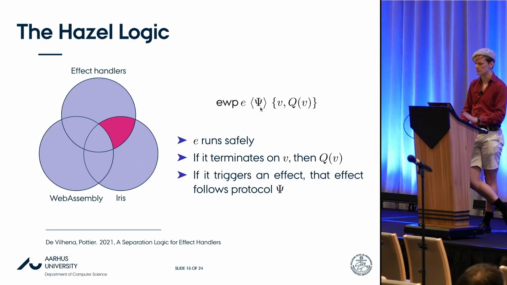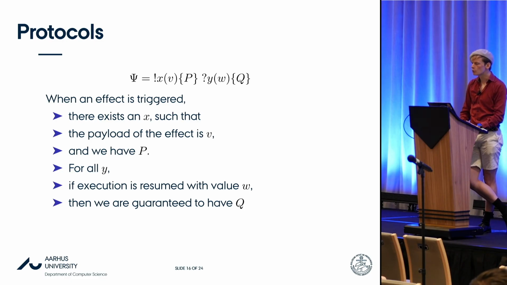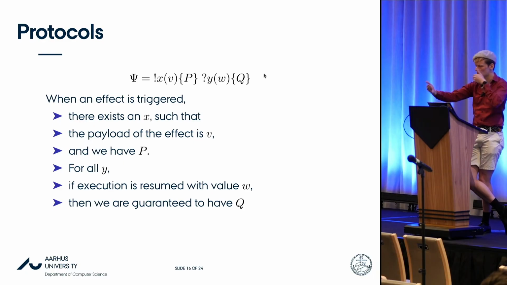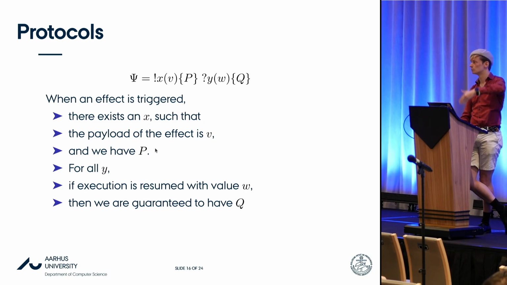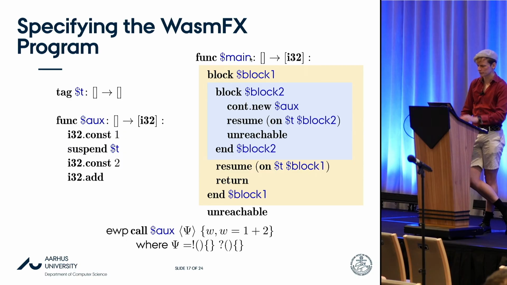It can actually be very, very general, but most of the time we're going to use a protocol that looks something like this. This is inspired by session types. It's kind of like a question-answer kind of dynamic here. The way you read this is when an effect is triggered, you want there to exist an X such that the payload of the effect is V, and you have some property P. And then if you ever resume this effect, for all y, if execution is resumed with value w, then you're guaranteed to have q. Now, to understand this better, let's just have a look at our examples again.